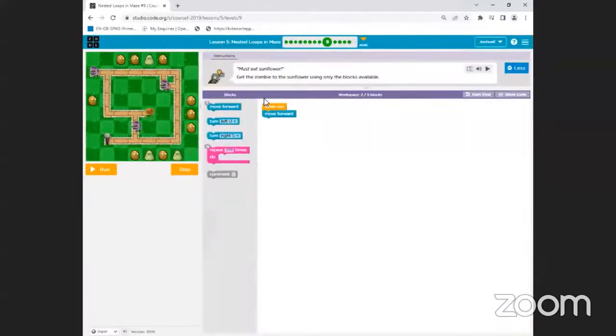Must eat sunflower. Get the zombie to the sunflower using only the blocks available. So we have to go this route.